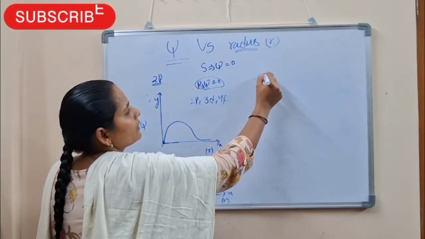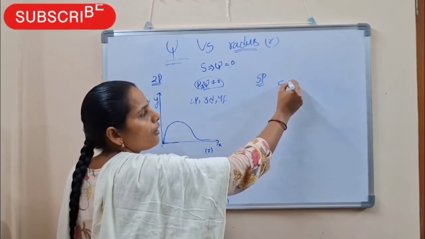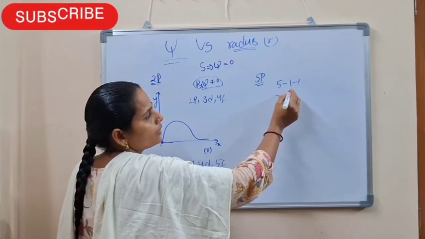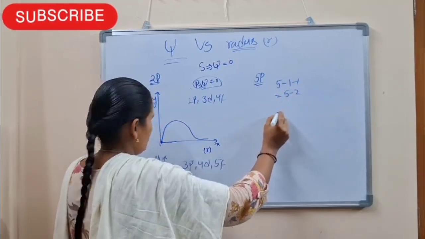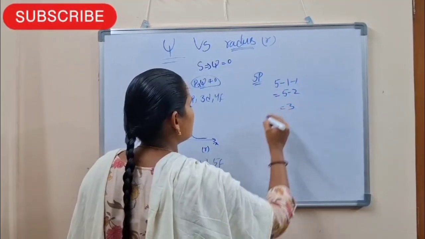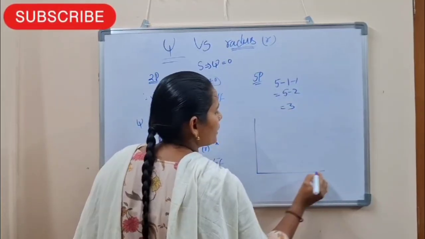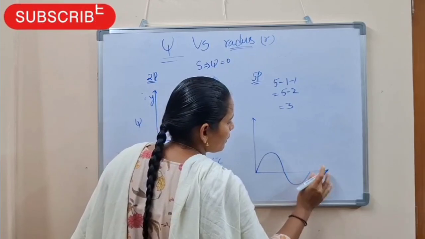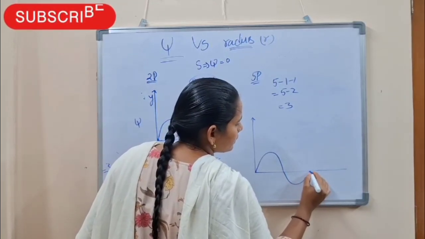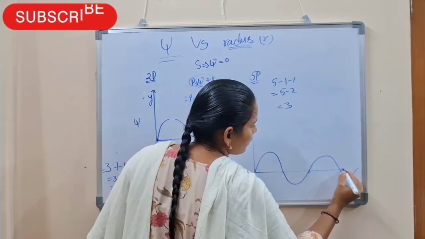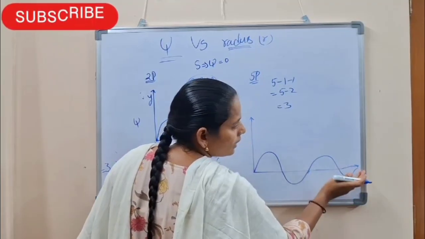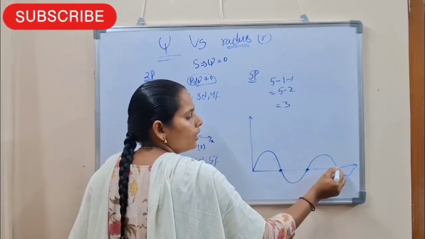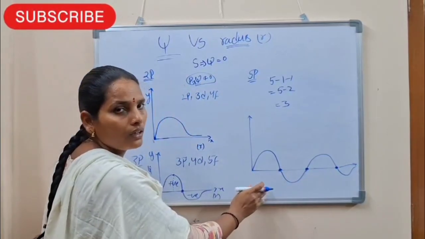Next, for 5p, the radial nodes are 5 minus 1 minus 1, that is equal to 5 minus 2, which is 3. Let's plot the graph for the 5p orbital. The graph will show 3 nodes, like this. Here, this is not touching the axis. This is one radial node, this is another radial node, and this is another radial node.